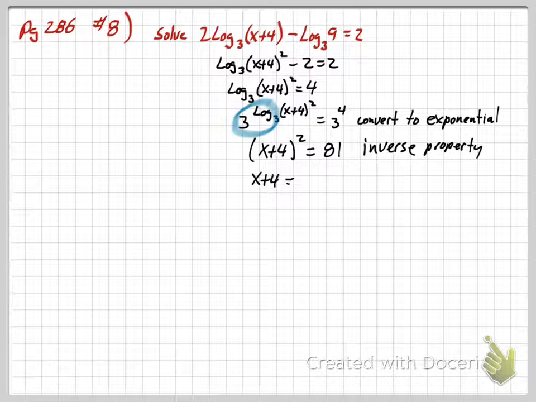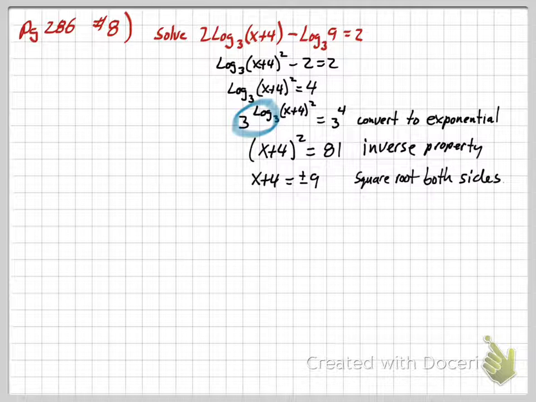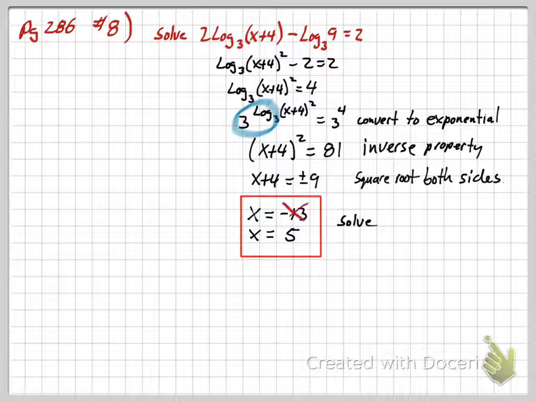Okay, and at this point right here, we have a quadratic to solve. Rather than FOIL it out and solve, which would work, I can just take the square root of both sides, which is a little bit easier than FOILing it out and factoring, although that will work. And so I have two answers, which I always do in a quadratic.